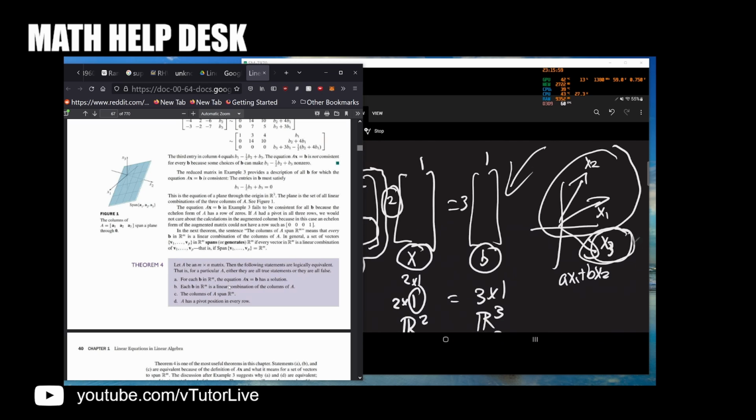And that's true if and only if the columns of A span R3. But there are only two columns. So how can you possibly have two vectors spanning a three-dimensional space, right? You can't. That's sort of maybe how to word this in terms of what this textbook's language is.